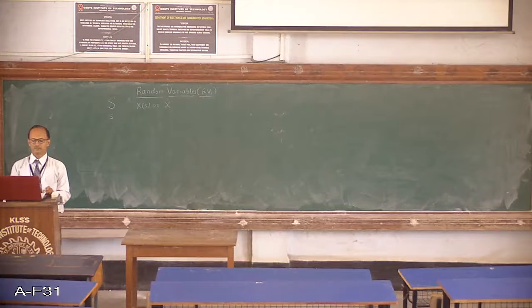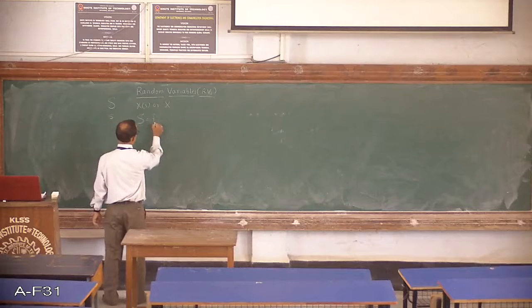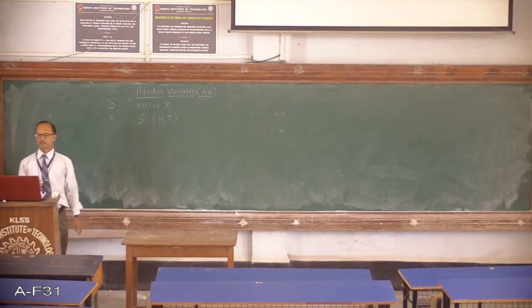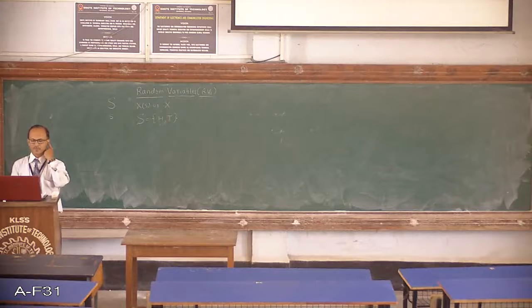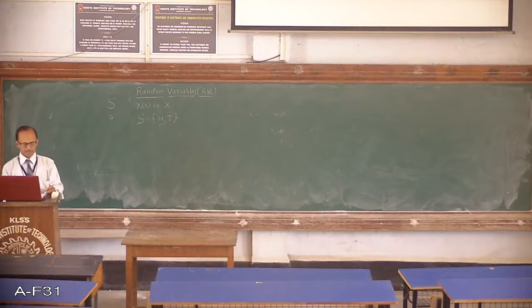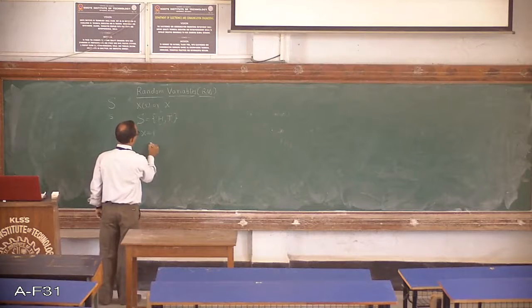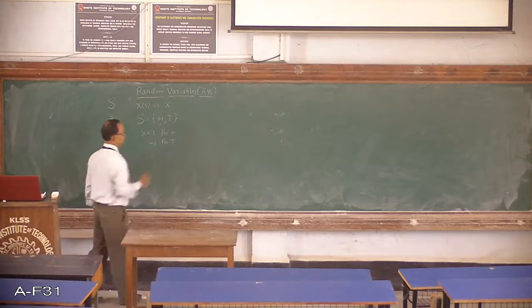For example, if we toss a coin, what are the possible outcomes? The possible outcomes are head and tail. So here the sample space, that is capital S, is represented as S is equal to {H, T}. This is the sample space, the total space. So if we define a function X such that X is equal to 1 for H and X is equal to minus 1 for T.